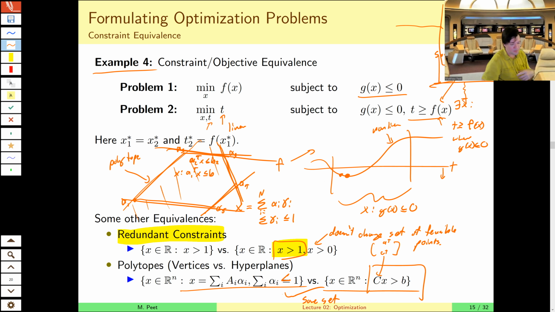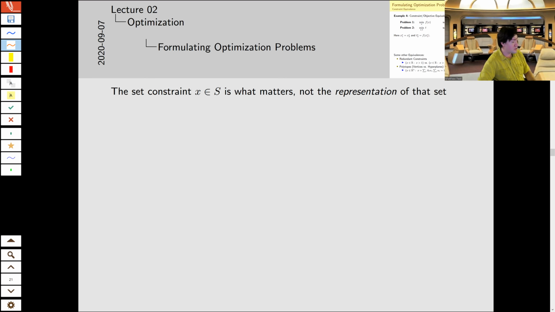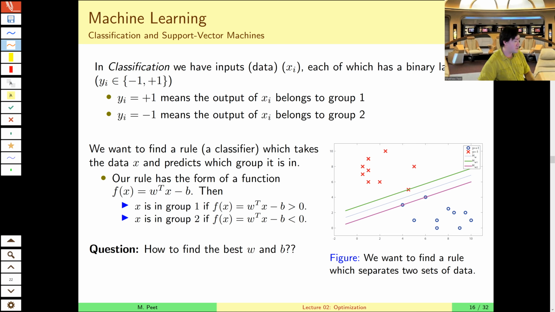Okay. So, lots of forms of equivalences. Let's now apply this to a fairly well-known optimization problem, although perhaps you don't think of it much as an optimization problem if you don't actually know what machine learning is. Specifically, we're going to look at the classification and support vector machine problems. So what is this optimization problem? Let's take a look at that problem.